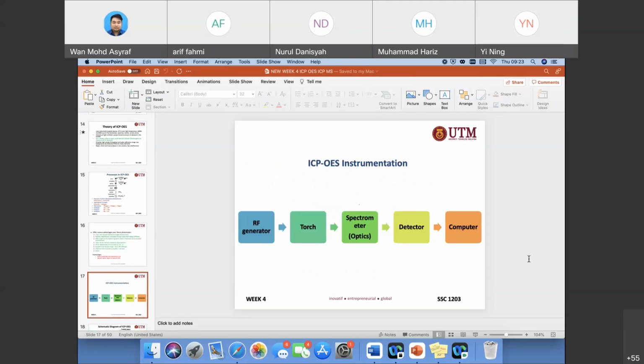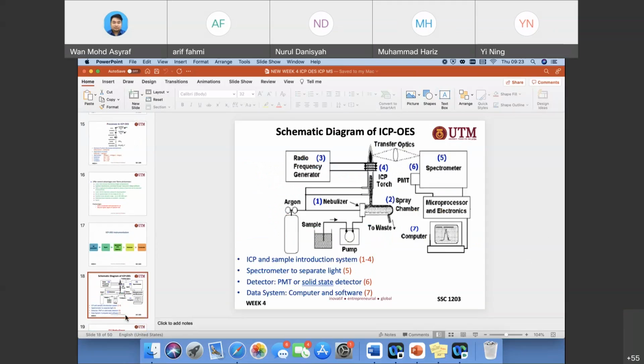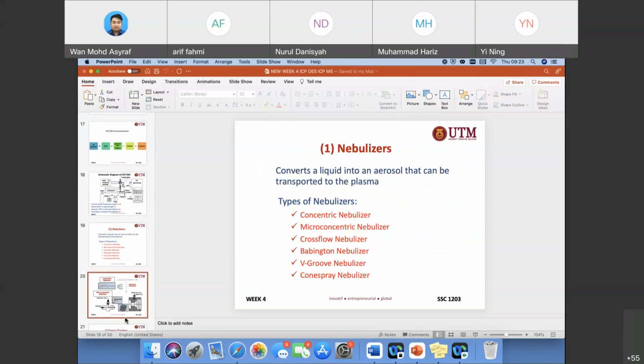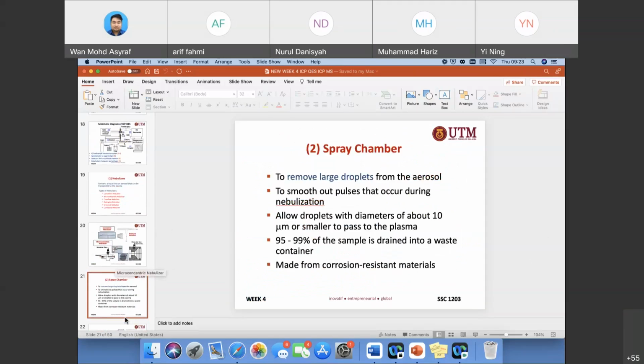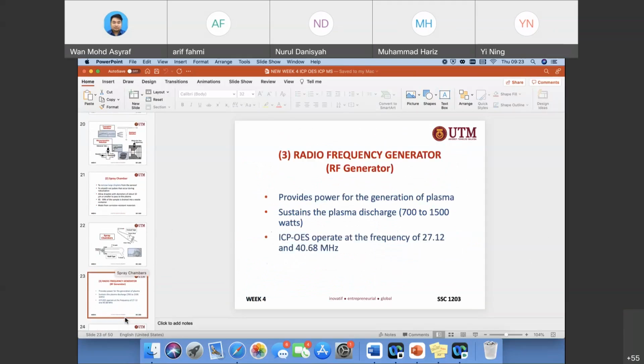All right, so the instrumentation part is also a little bit complicated in terms of the ICP and sample interaction system. You need to know the nebulizers, the spray chamber, and then we move on to the radio frequency generator.